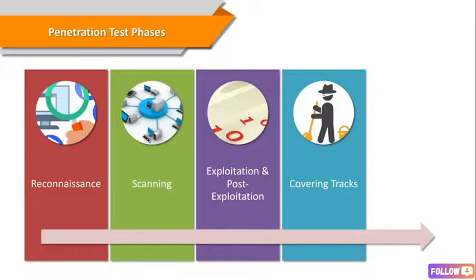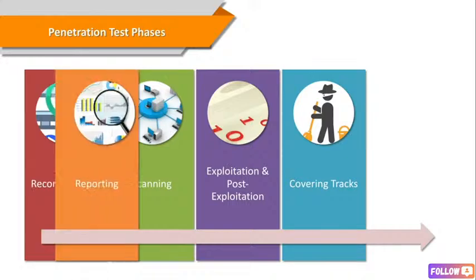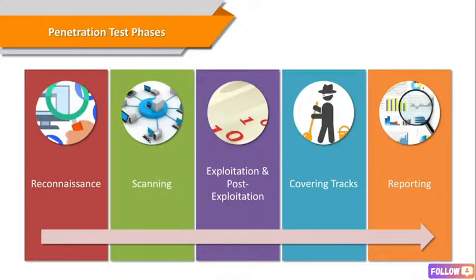Now, covering tracks simply means that the attacker must take steps necessary to remove all semblance of detection. Any changes that were made, authorizations that were escalated, etc., all must return to a state of non-recognition by the host network's administrators. Reporting is the proof of your actions performed during the pen test. It's where you're going to report the findings and share recommendations to remediate the vulnerabilities and weaknesses. So let's have a look at these phases in detail.